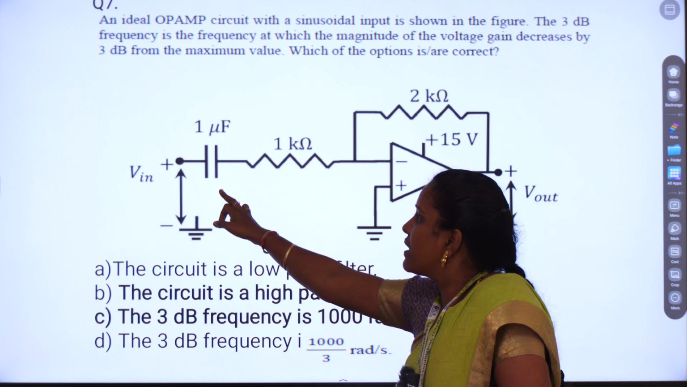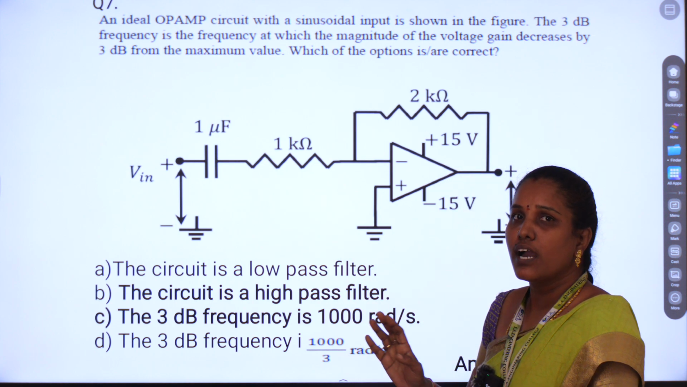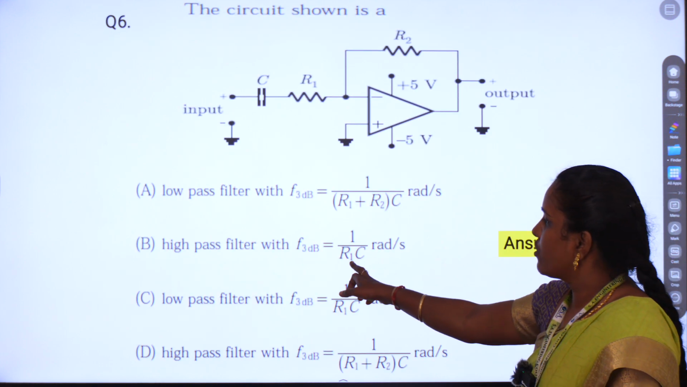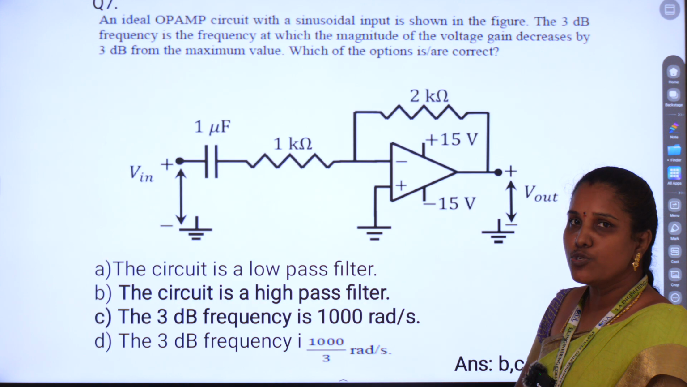Here also the capacitor and resistor are there. The capacitor and resistor by default form a high pass filter only. For a high pass filter, what is the formula? 1 by R1 into C.